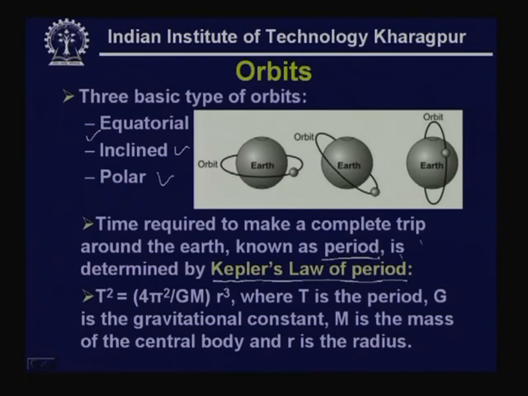There are several laws, but Kepler's law of period specifies that period T squared is equal to 4 pi squared by G M into r cubed, where T is the period, G is the gravitational constant, M is the mass of the central body, that is Earth, and r is the radius. You see, this radius is different from the altitude from the surface of Earth. Sometimes the radius of the orbit is given, sometimes the altitude is given, so we have to understand the difference between the altitude and the radius. Obviously, the altitude will be less than the radius.